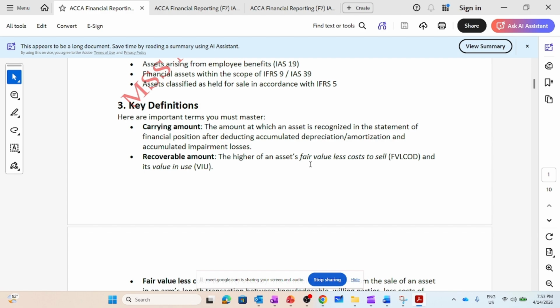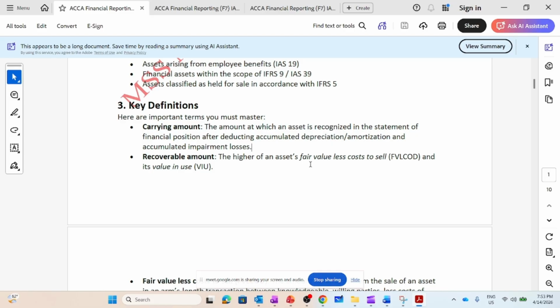So for now, what you need to know is that when we are talking about impairment, it means the carrying value of the asset is greater than the recoverable value. Simple. When the carrying value of the asset is greater than the recoverable value, then there's an impairment. The recoverable value can either be the higher of the fair value less cost to sell and the value in use. We can either use the higher of these two.